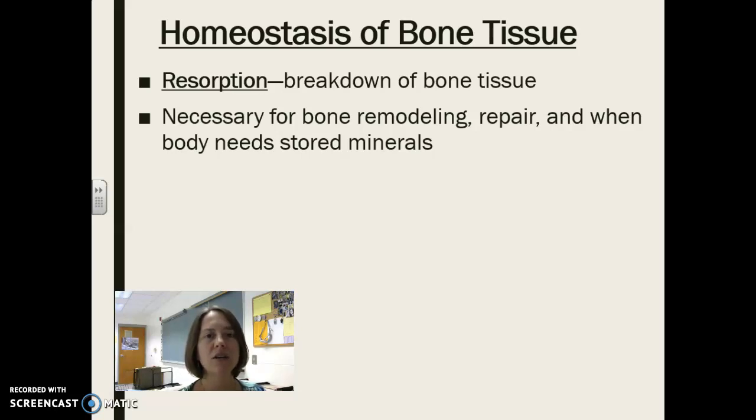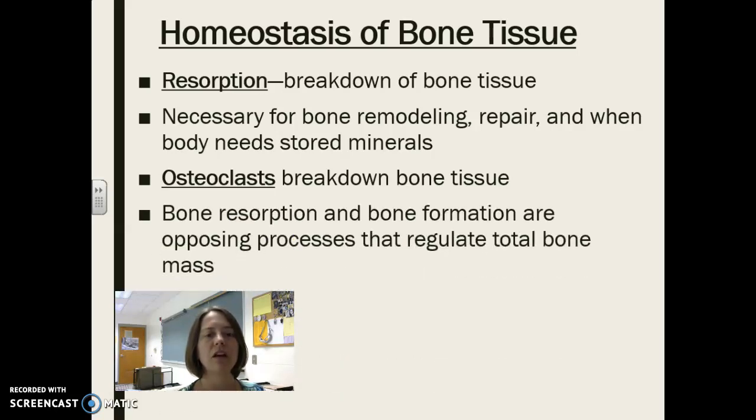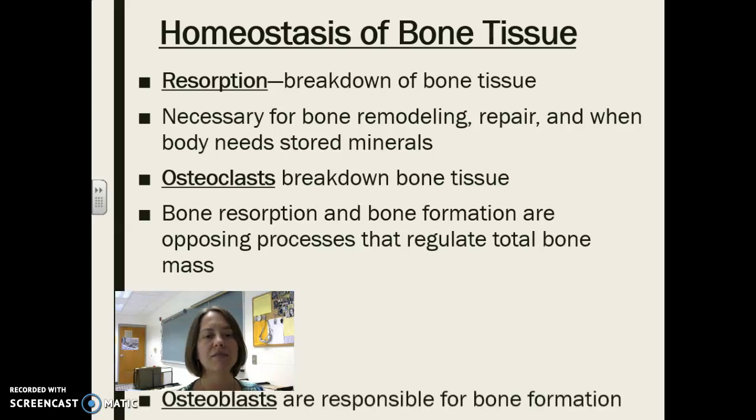Well, breaking down is important for bone remodeling, bone repair, and if the body needs stored minerals. For example, your nervous system and your muscle system both need calcium to work, and if it doesn't have enough, it will take it from your bones. So osteoclasts, with a CL, break down bone tissue. Bone resorption and bone formation are opposing processes that regulate the total bone mass.